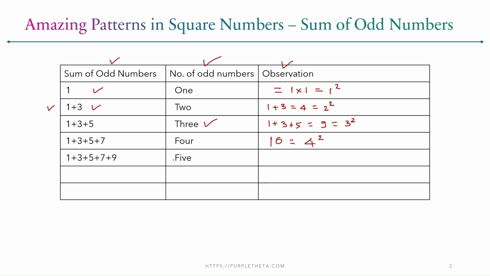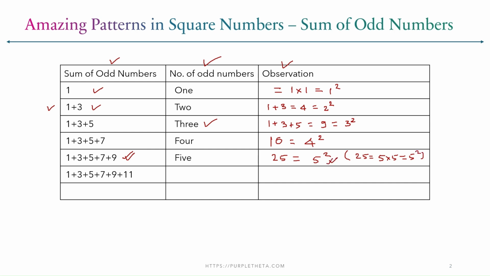After that, we are adding the first five odd numbers, that is 1, 3, 5, 7, and 9. After adding these five odd numbers, the number we are getting is 25. That is, 1 plus 3 plus 5 plus 7 plus 9 is 25, and 25 is 5 square. 25 is equal to 5 multiplied by 5, and 5 multiplied by 5 is 5 square. This is how we got 5 square.